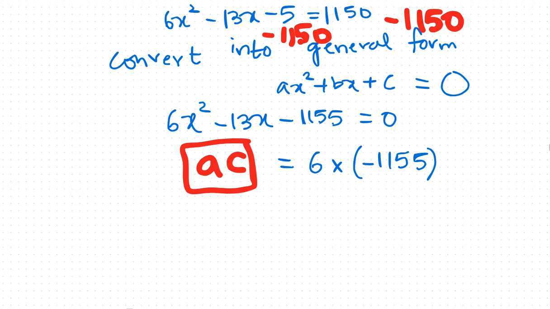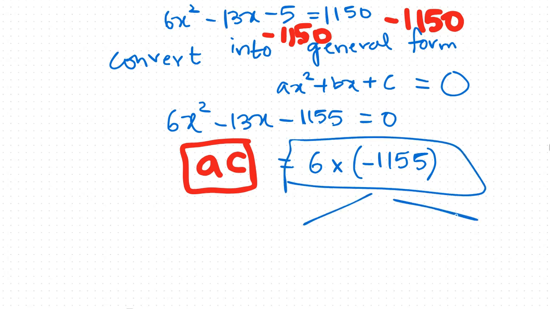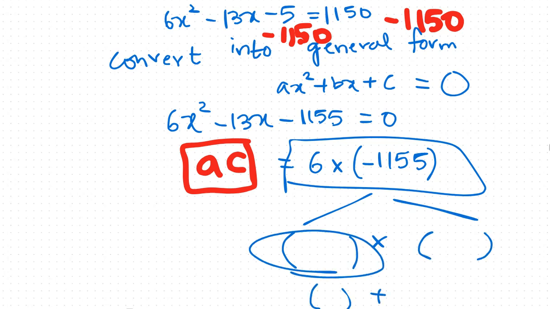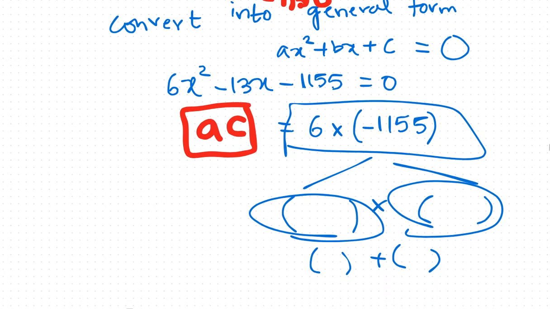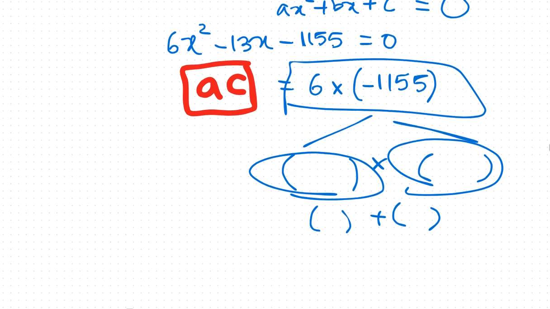To get rid of the x? The purpose is this number. You have to split it into two things, a multiplication of something into something. But when you add these two things, you have to get the middle number. Okay, so when I do 6 times negative 1155, I get negative 6930. So you need to multiply the entire thing actually.